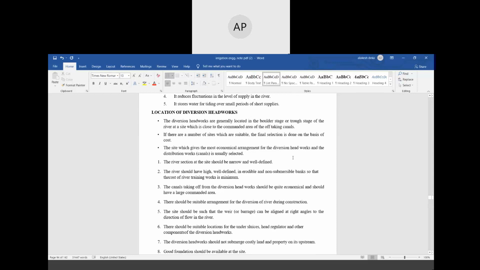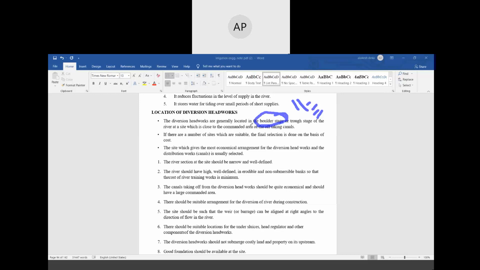So, in what situation do we require diversion headworks? The diversion headworks are generally located in the boulder stage or trough stage of the river at a site which is close to the commanded area of off-taking canals. Okay, boulder stage. Boulder stage means in a river there are different stages. Okay, one is the rocky stage, another is the trough stage, and next is the boulder stage.